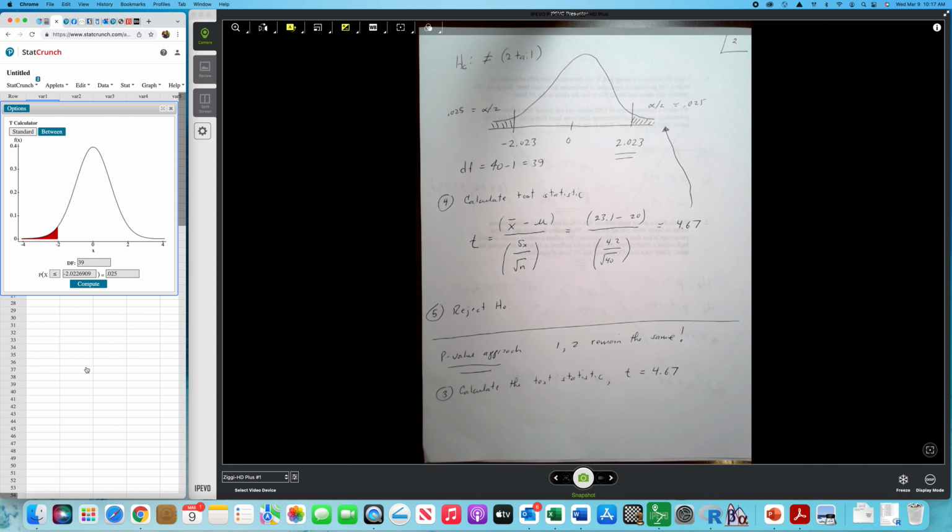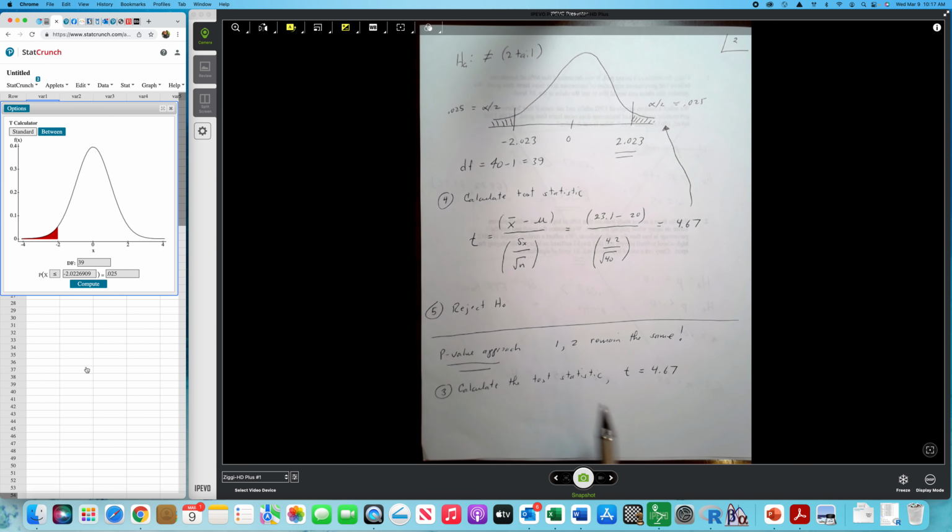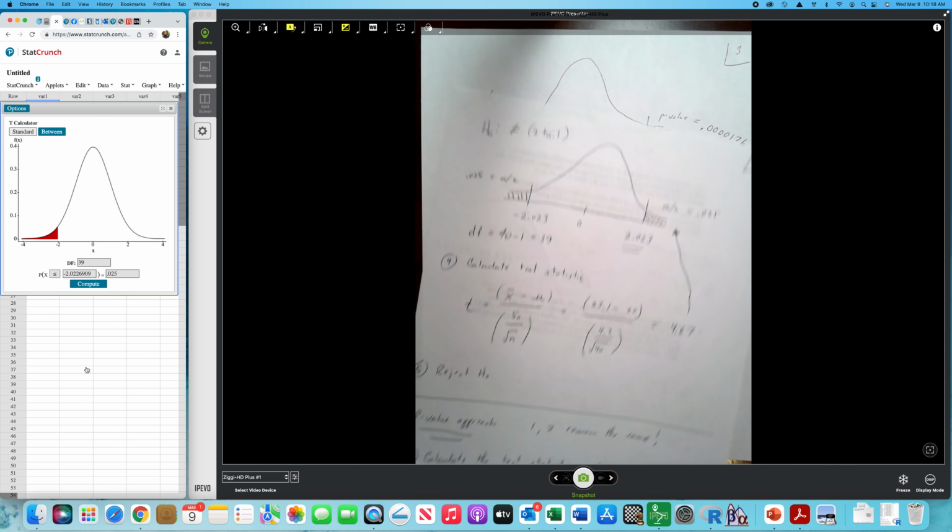Now, let's shift gears. The p-value approach. Well, nothing changes for the first and second steps. 1 and 2 still remain the same. We still report the null and alternative hypotheses. We state our alpha, sample data evaluated, so on and so forth. But the next thing we do here in the p-value approach is we calculate the test statistic. Well, I've already done that, so I don't want to be redundant and go through that calculation again.